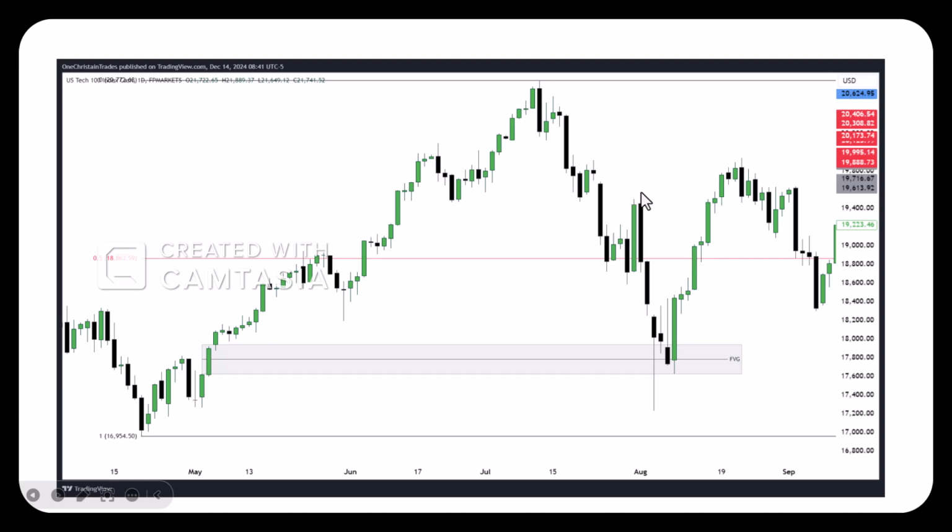What is just right there? A swing high, which is what? A buy side liquidity pool. An imbalance. That's what? A CB right there.